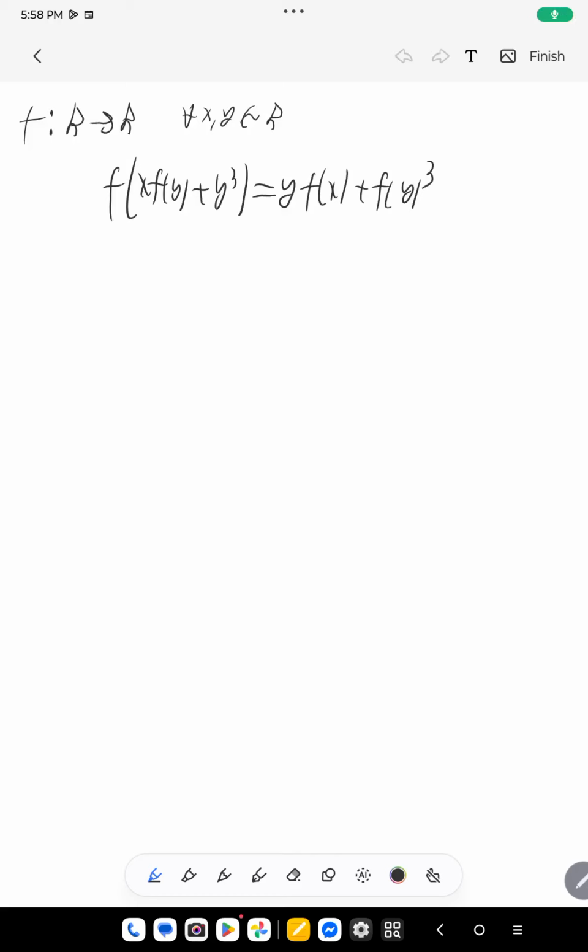Hey everyone, today we are going to solve this functional equation. This is a functional equation from the China team selection test. It was problem 2, so this is not really an easy problem.